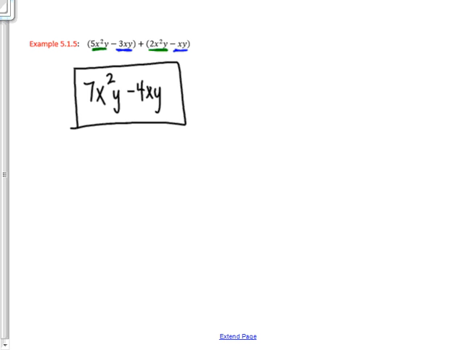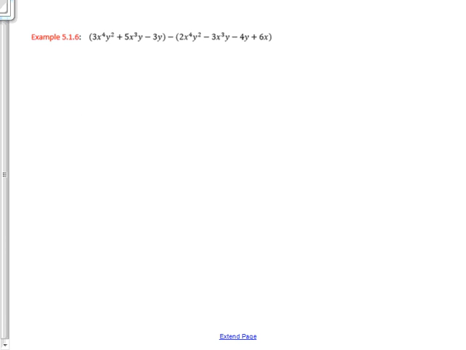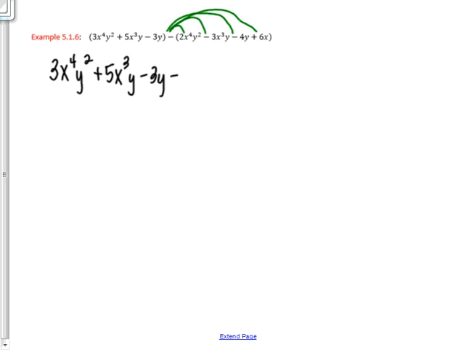And our last one will be another subtracting one. So I'm going to copy down very carefully this first one. 3x to the fourth y squared plus 5x cubed y minus 3y. All right, so let's take this negative and distribute it to all four of these. So we get a negative 2x to the fourth y squared, a positive 3x cubed y, a positive 4y, and a negative 6x. Okay, so I have a long string of terms I want to put together.